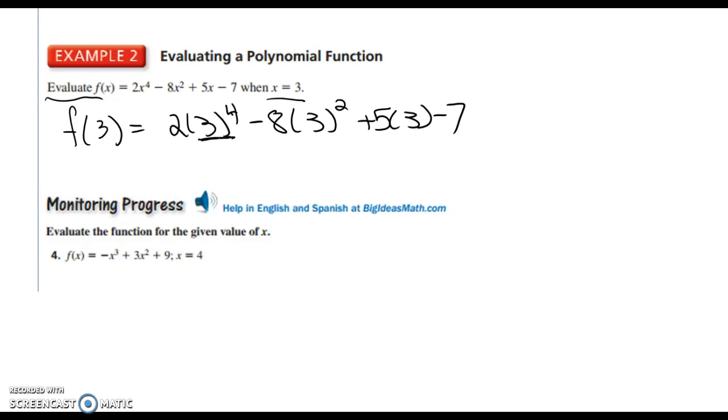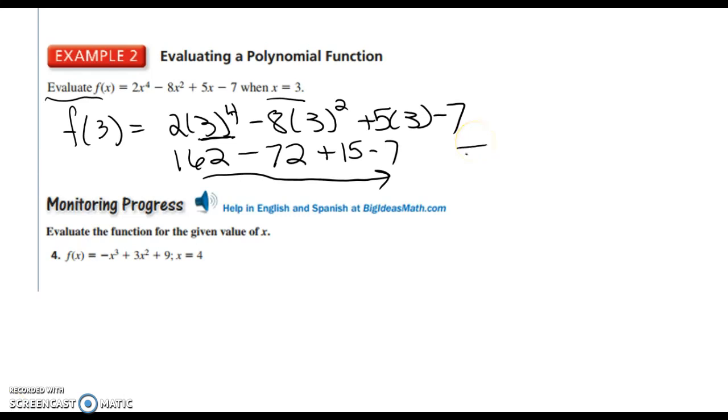Remember to do exponents first. 3 to the 4th is 81. 81 times 2 is 162. Exponents first. 3 squared is 9. 9 times 8 is 72. 5 times 3, and then subtract 7, and then go ahead and add these from left to right. After adding left to right, we get an answer of 98.